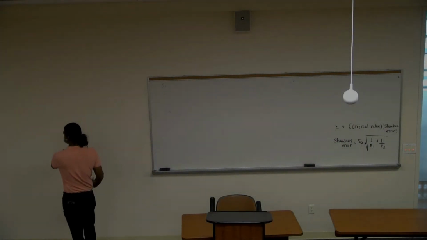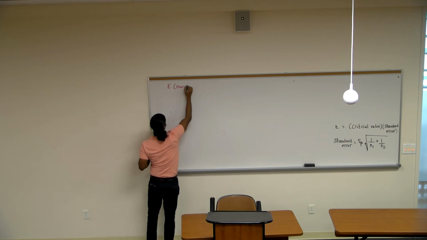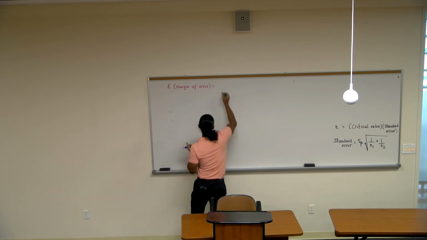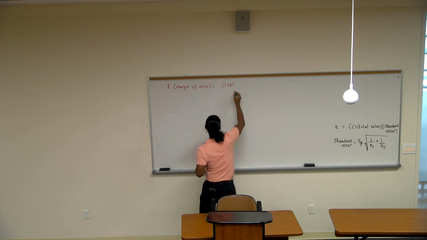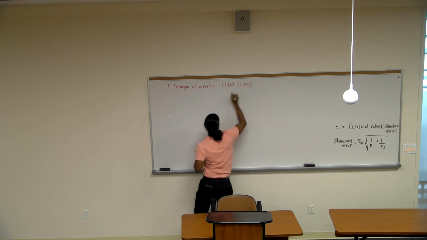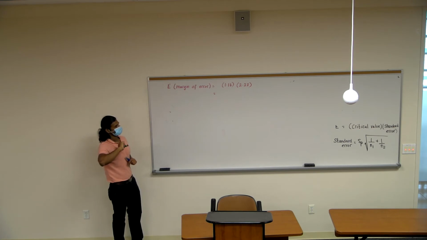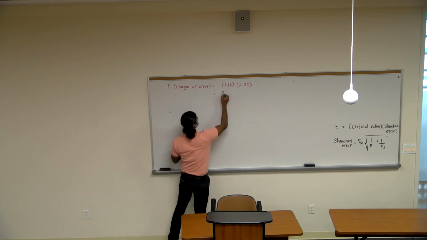So we have the margin of error, which is the product of the critical value and the standard error. E, the margin of error, is equal to the standard error, which is 1.16, multiplied by 2.23. And what do we get when we multiply those two? 2.59.